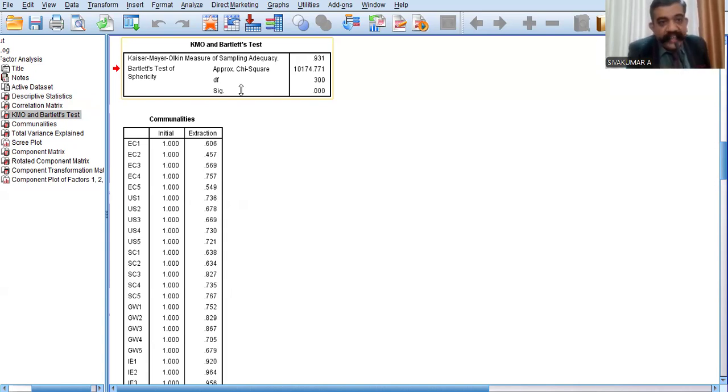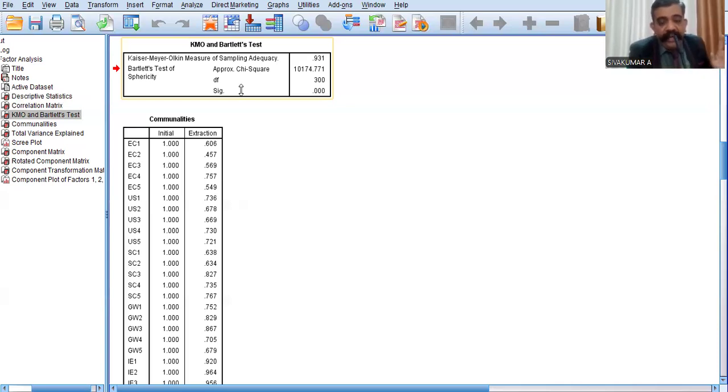First, you can see the KMO. It is a measure of sampling adequacy. The test result is 0.931. If the value is 0.5 or greater than 0.5, no problem. The sample is adequate. You can proceed with the EFA analysis.